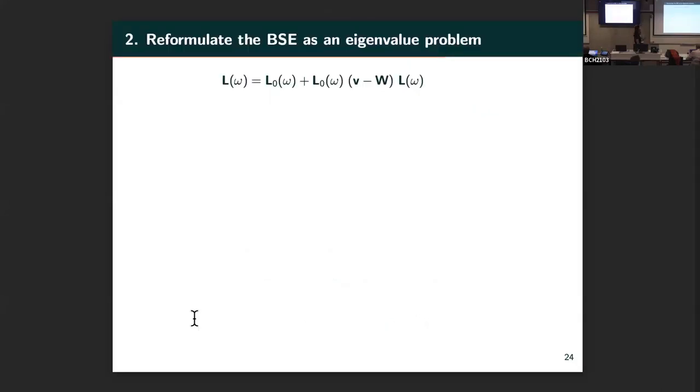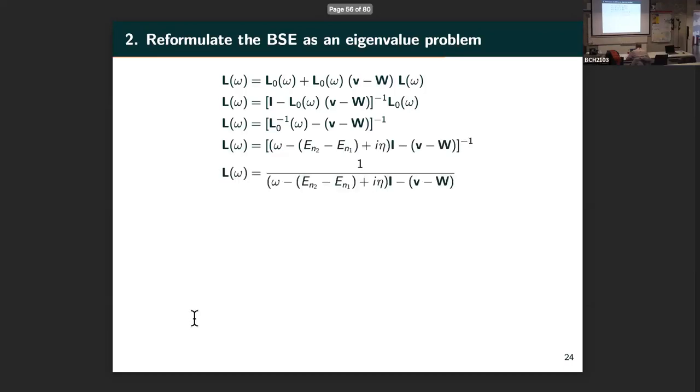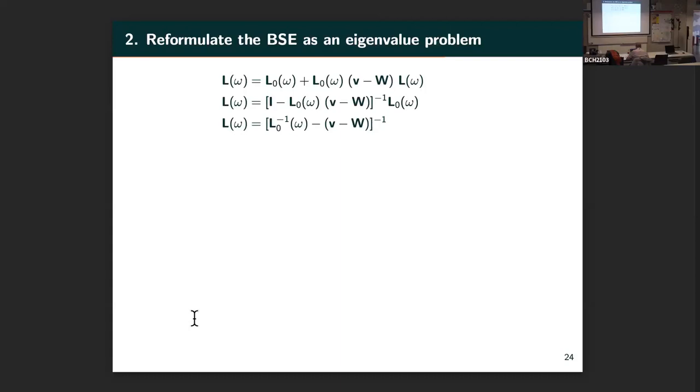Okay, the second strategy to make this solution viable, feasible, is to reformulate the Bethe-Salpeter equation as an eigenvalue problem. For this, we will have to do some math. Basically, you know that we can reformulate this in this way, just by reorganizing the terms. And so we get to this point.